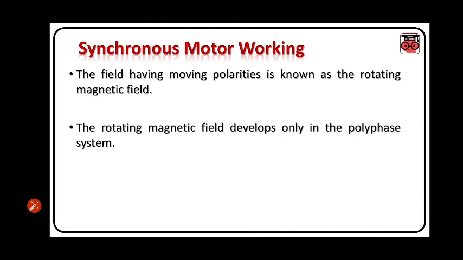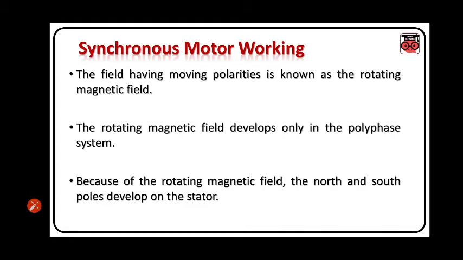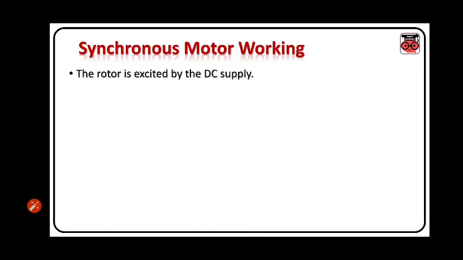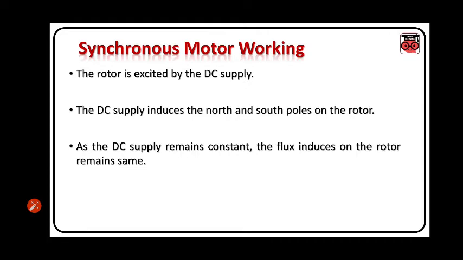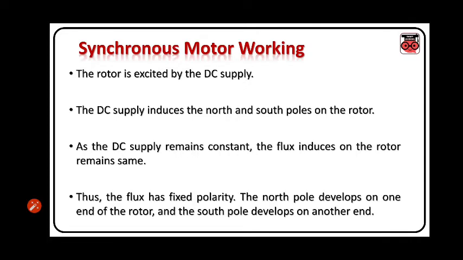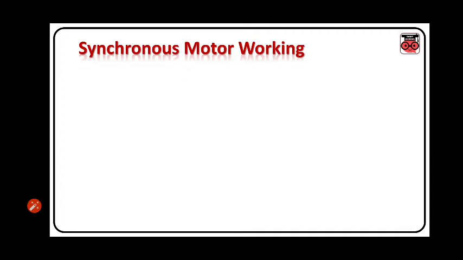The rotating magnetic field develops only in a polyphase system. Because of the rotating magnetic field, the north and south poles are developed on the stator. The rotor is excited by the DC supply. The DC supply induces the north and south poles on the rotor. As the DC supply remains constant, the flux induced on the rotor remains the same. Thus, the flux has fixed polarity. The north pole develops on one end of the rotor and the south pole on the other end.